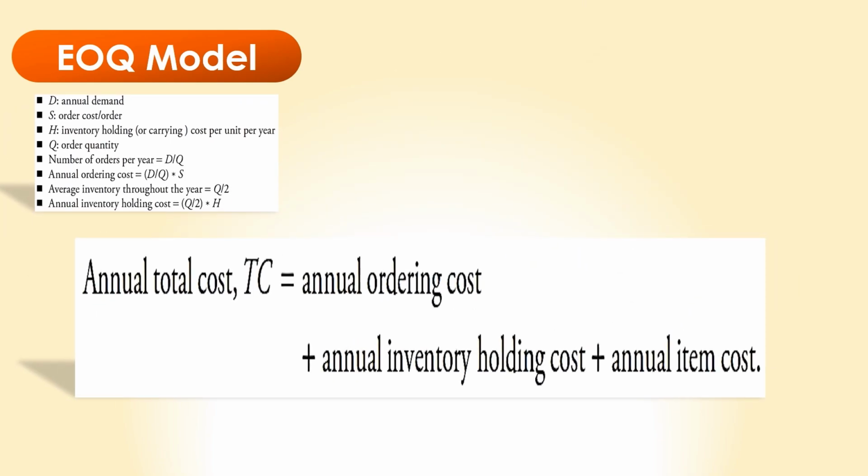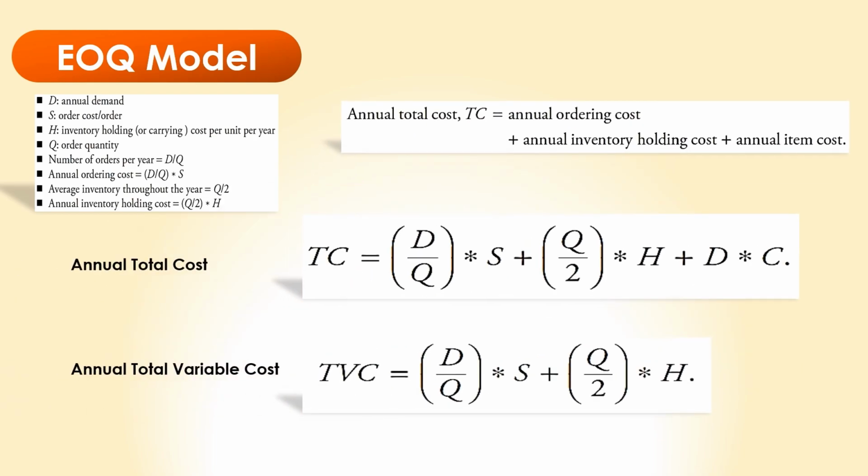Now let's go to the annual total cost. So this is equal to the annual ordering cost plus annual inventory holding cost plus annual item costs. So paano ba yon? First, here we have the annual total cost. So it's given by D over Q times S, or the annual ordering cost, plus Q over 2 times H, or the annual inventory holding cost, plus D times C, or the annual demand times the cost of that item.